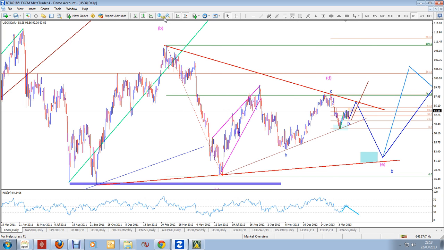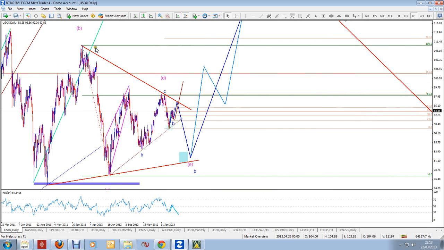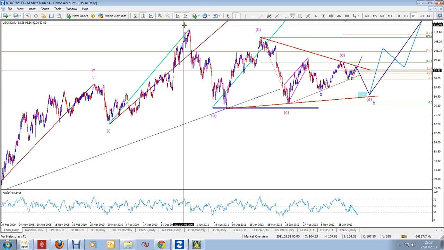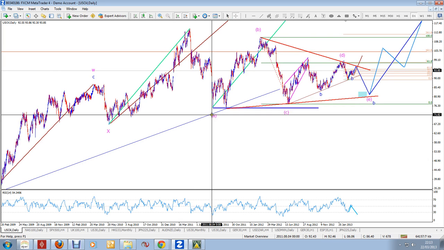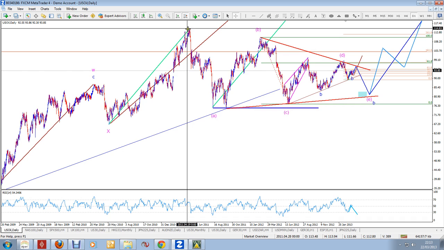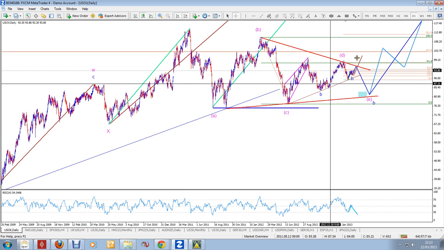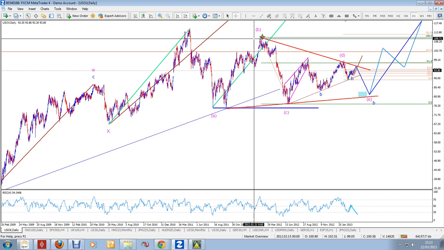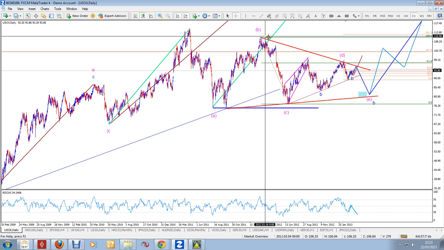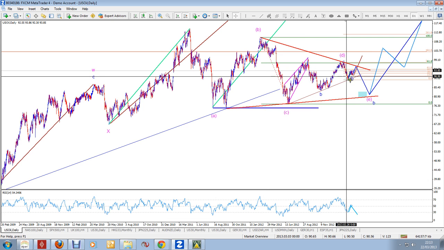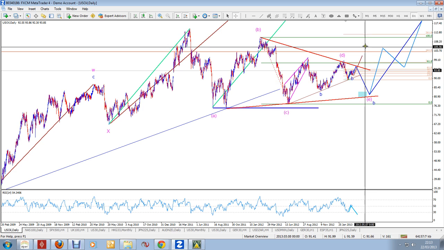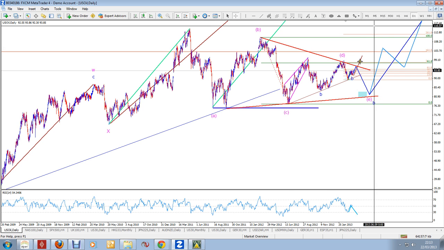Sorry, I've got muddled up. Okay, let me, so we've had this ABC as a wave B, so larger wave A, larger wave B. Now then we're starting up, in which case we've got wave A, then A, B, C, D, E to give us wave B, and then we will start off in a new leg, so that could continue higher.